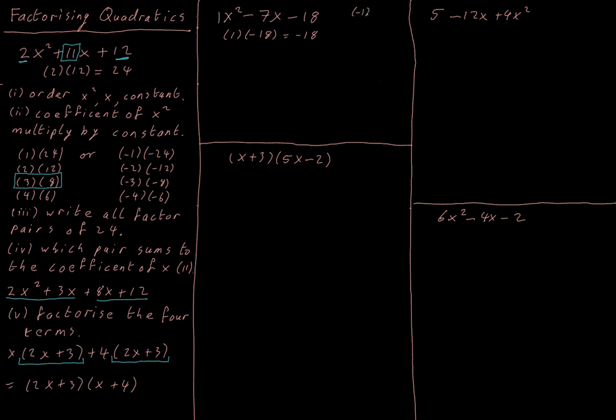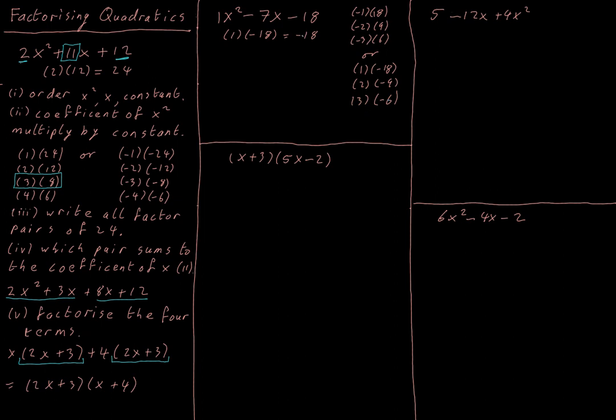Now I need to write down all the factor pairs of minus 18. So I could have minus 1 by 18, minus 2 by 9, minus 3 by 6. 4 doesn't work, 5 doesn't work, 6 has already been used. Or I could have 1 by minus 18, or 2 by minus 9, or 3 by minus 6. And those are all the ones I can think of.